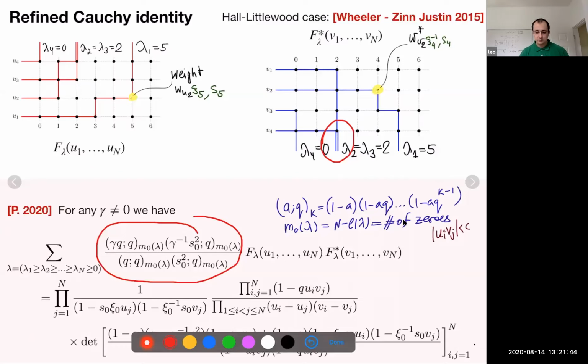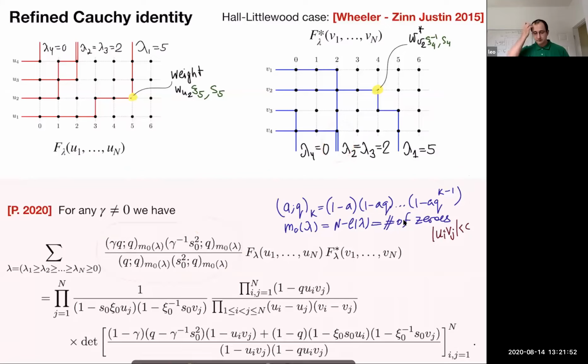And here you have Pochhammer symbols with m_0 of lambda, where m_0 of lambda is the number of zeros in the lambda. So lambda has a bunch of zeros, maybe from 0 to n, and this is a refinement factor that keeps track of the number of zeros. And so when you sum this up and impose certain analytic conditions such that u times v is sufficiently small, then you get an explicit determinant.